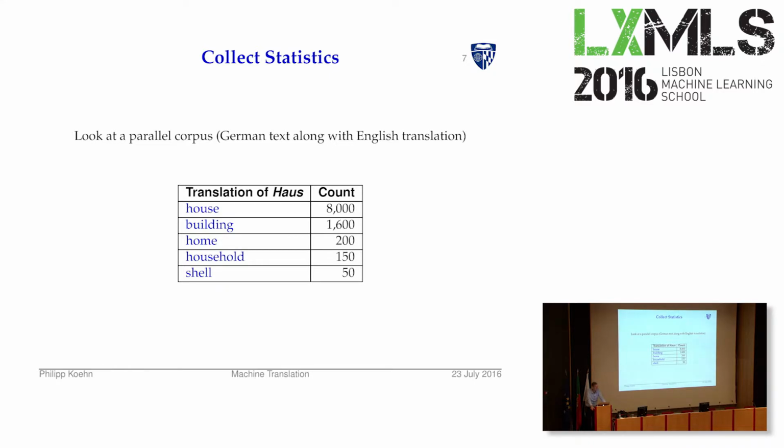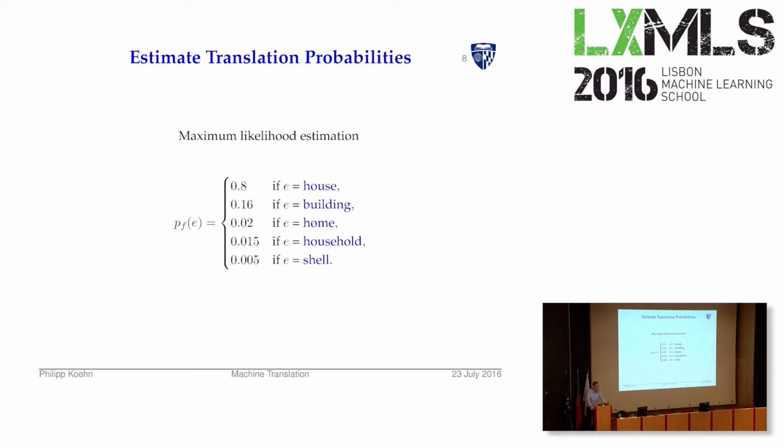Okay, so that's one way. If we had a parallel corpus, so a large collection of translated texts, we could conceivably get some statistics out of that. So maybe the word house occurs in this corpus 10,000 times, and 8,000 times is translated as house, building 1,600 times, home 200 times, household 150 times, shell 50 times. So based on that, we can do the standard, simplest way to estimate probabilities by just taking the counts and dividing by the total. This also has the fancy name maximum likelihood estimation, because it's the most likely model that explains this data.